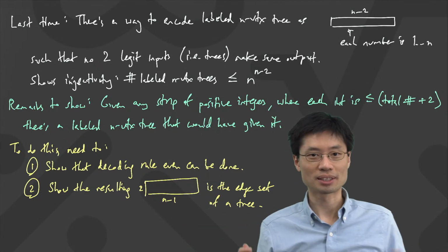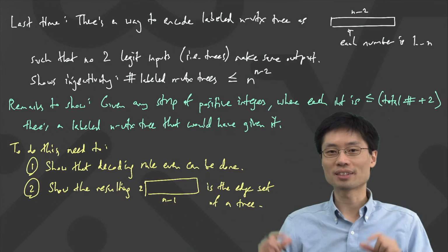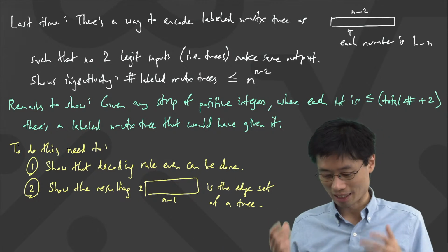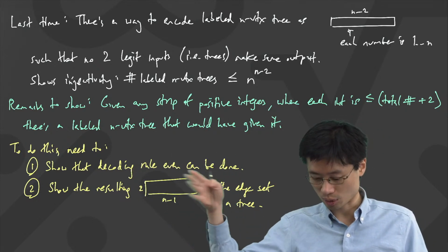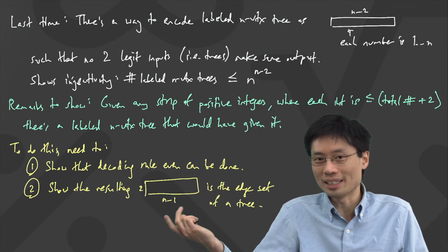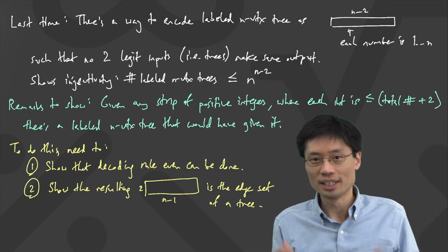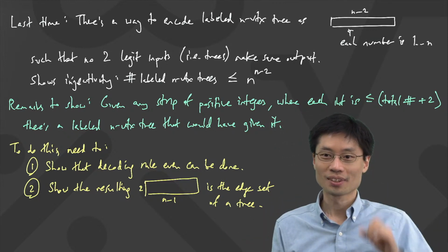Then I get the green thing. Because then somehow, no matter what strip I've got, it does come from a tree. That's this 2 by n minus 1 list of edges, and that's a tree. And if I just fed that tree in as input, it would be good. Okay? So how do I do this?